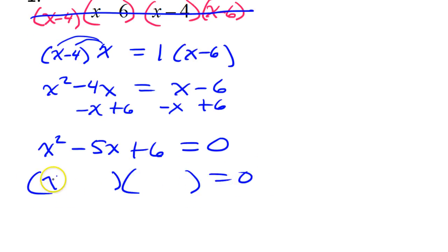X squared is x times x. 6 is either going to be 2 times 3 or 6 times 1. Let's try 2 times 3. We know that inner plus outer is equal to the middle. Inner, I have 2x. Outer, I have 3x. To make negative 5, both of these would need to be negative. And a negative times a negative will give us the positive 6 that we need as well.